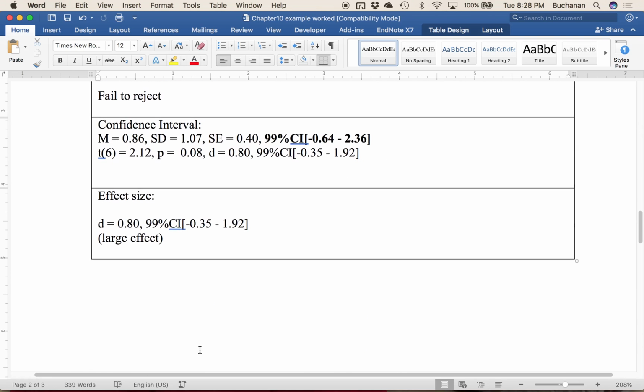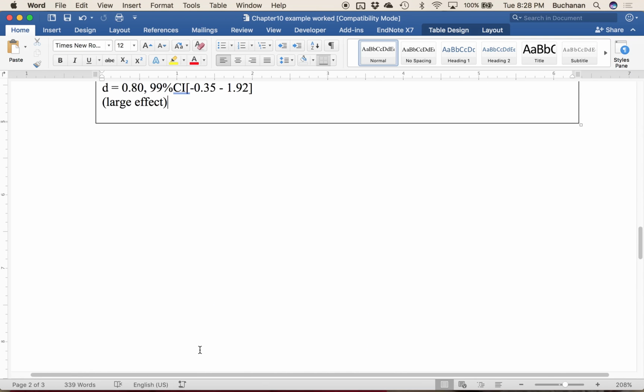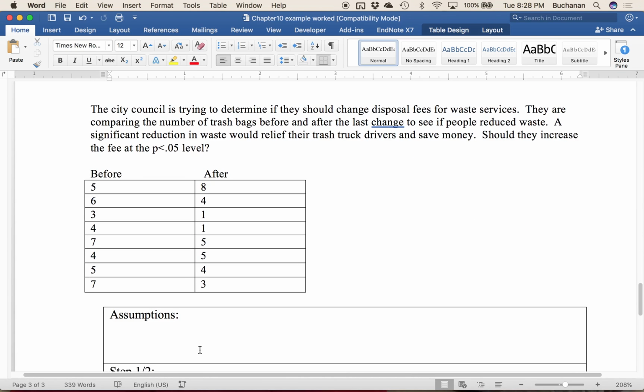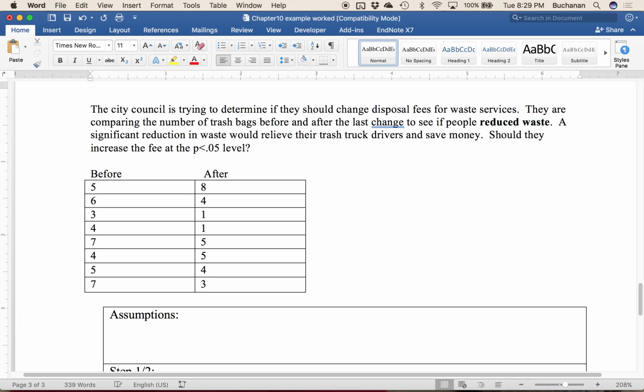So that would be one example. Let's look at how we want to work the second example. We're trying to determine if we should change our disposal fees. If we increase the fee, are people going to reduce waste? The whole point is for the waste to go down because that would relieve, still haven't fixed it, trash truck drivers. So should we increase the fee because it'll reduce waste? This is actually a one-tailed less than test.